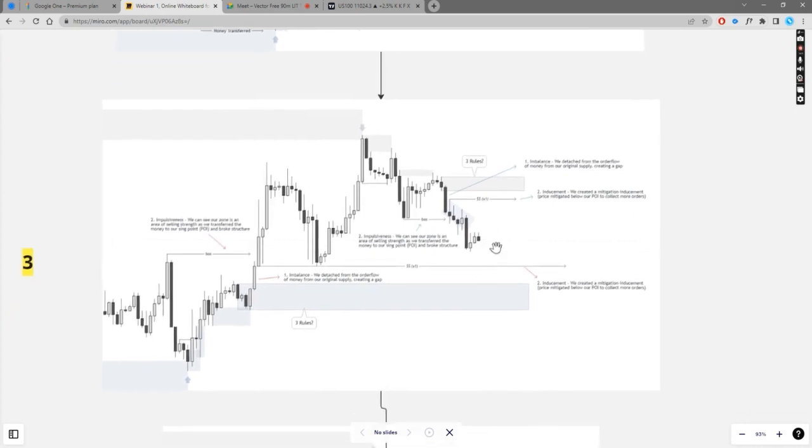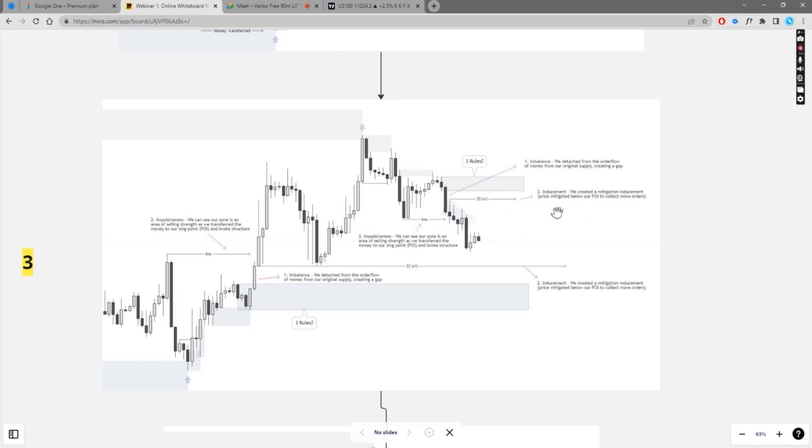And now we want to put in our 3 rules. So we'll start up here. That should be a number 3, and that should be another 3. Apologies. So we've got to ask ourselves, have we got the 3 rules? Well, number 1, we've got imbalance, because we detached from the order flow of money from our original supply, creating that gap, that detachment. Inducement, we created a mitigation inducement, so that mitigation cycle, because it's efficient to this point.